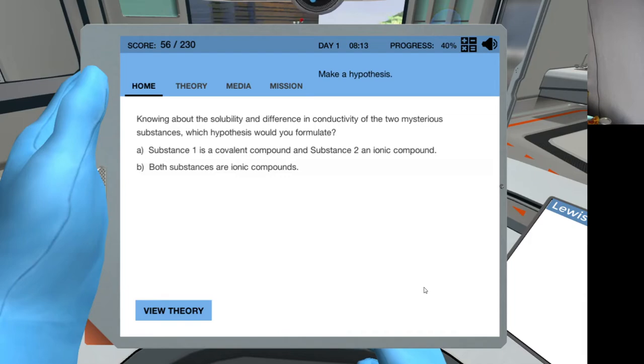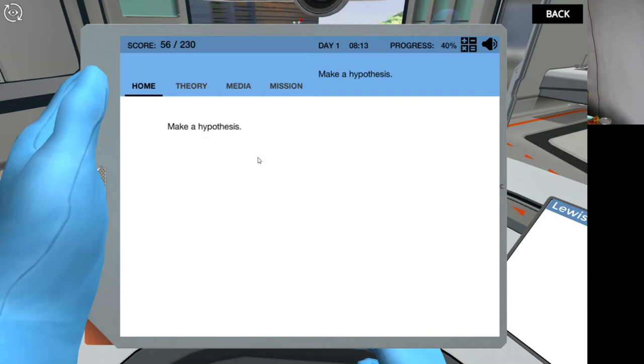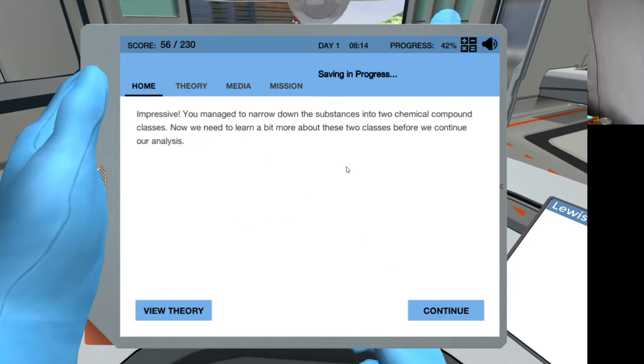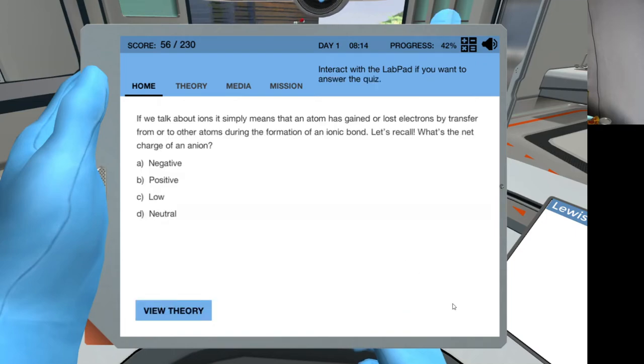Knowing about the solubility and difference in conductivity of the two mysterious substances, which hypothesis would you formulate? Impressive. You managed to narrow down the substances into two chemical compound classes. Now we need to learn a bit more about these two classes. If we talk about ions, it simply means that an atom has gained or lost electrons by transfer from or to other atoms during the formation of an ionic compound.